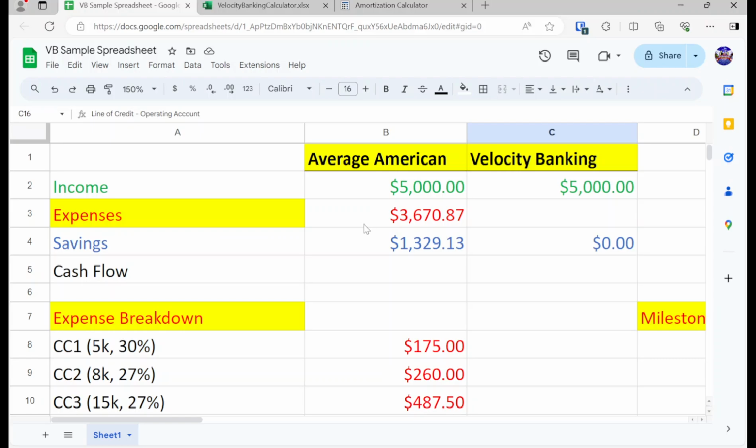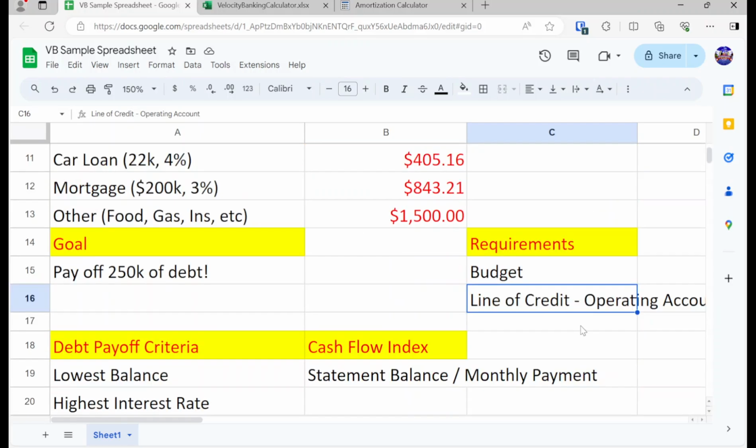But first, let's ask, what is velocity banking? All it is is a financial strategy to pay off your debts quickly using lines of credit as your main tool. And there's really only two things that we need for velocity banking. Number one is a budget, right? So we've certainly done that.